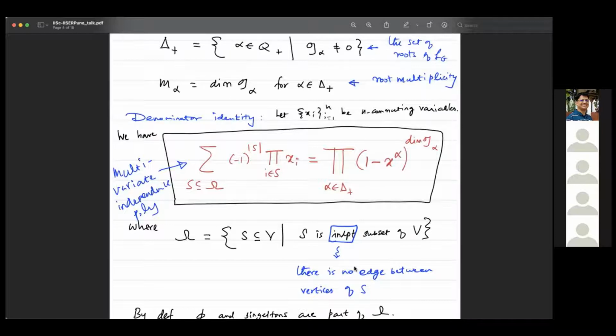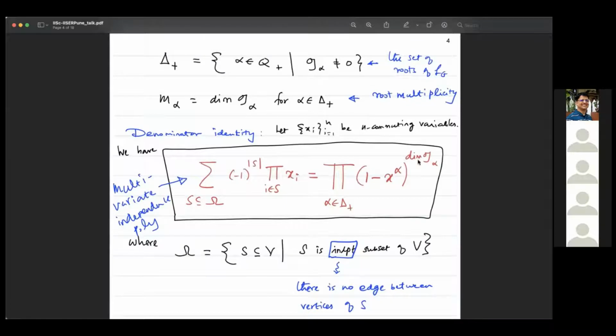Sorry, the sum is over S an element of omega, right? Not subset. Yes, sorry, it should be element. Correct, thanks. So S is an element in omega. You can see what I have done: I have taken some commuting variables. Because, like I said, one is interested in only this combinatorial data, the dimension of g alpha and alpha in delta plus. To keep track of that, you can take just the commuting variables and then look at what is happening.